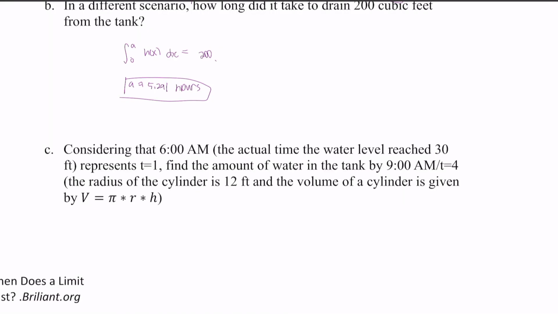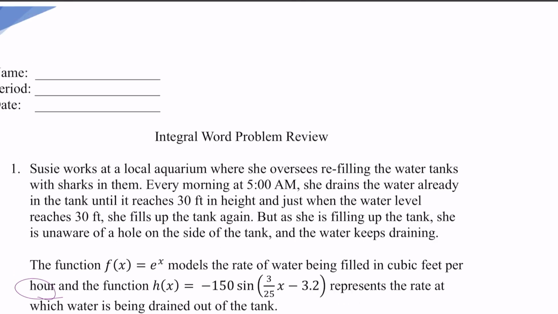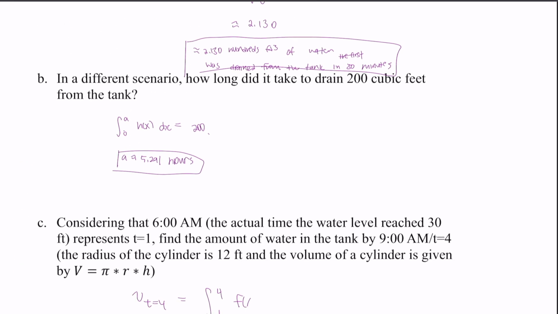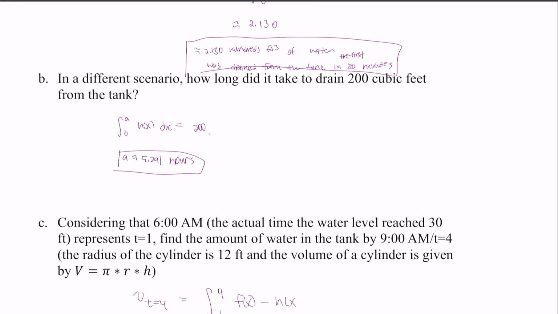Okay, so for part C, it's no longer about the change in the amount of water in the cylinder. Now it's actually the amount of water in the cylinder. So what we have to do is a little bit more than what we did before. So volume at t equals 4 is going to be equal to the integral from 1 to 4 of f of x minus h of x, dx.